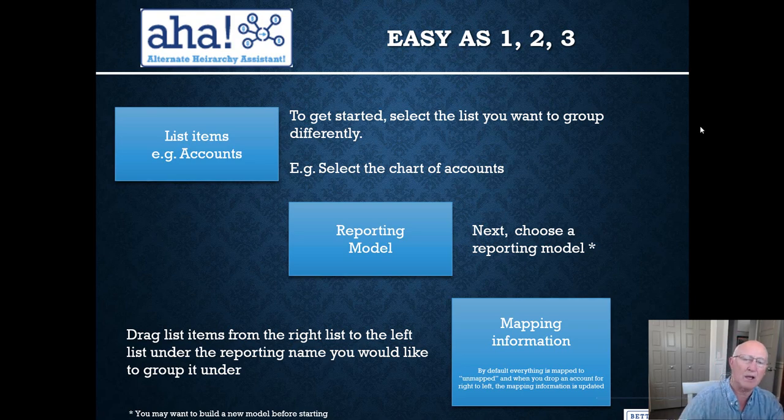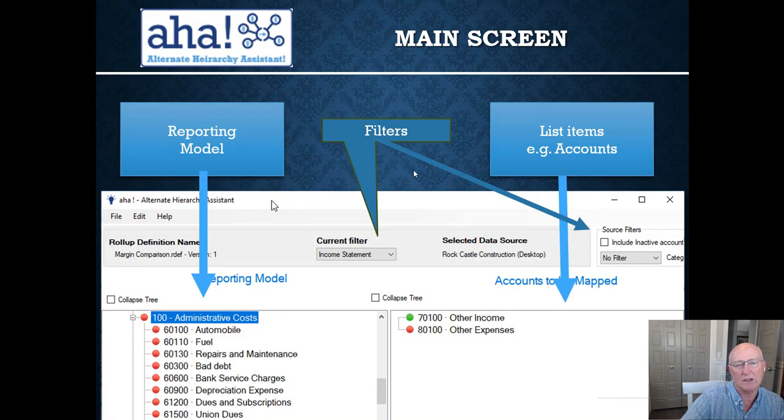And then go ahead and grab one of the list items on the right-hand side and map that over to the left-hand side so that you literally have the ability to see every one of your accounts mapped under a typical financial reporting hierarchy. Once you've done that, all you need to do is go ahead and save the information. Let's take a quick look at what the screen looks like.